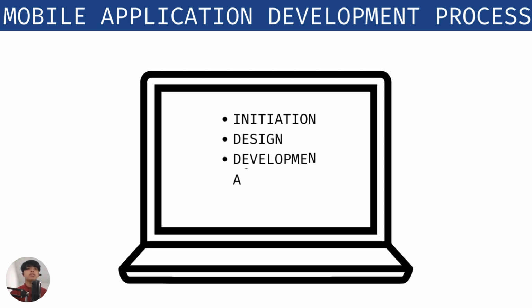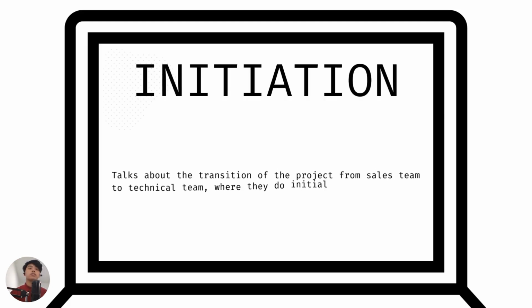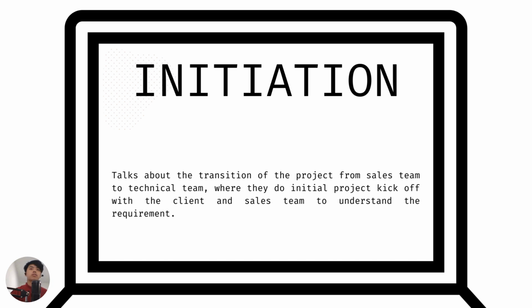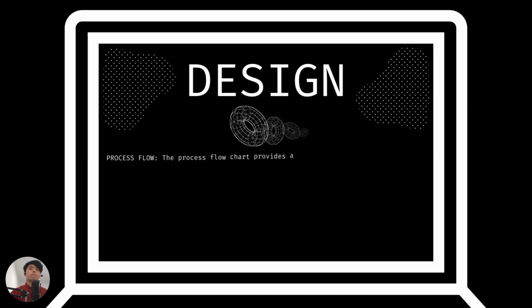So let's proceed to the mobile application development process. The mobile application development process has five stages: initiation, design, development, acceptance, and support. Now let's talk about these. The first one is initiation. It talks about the transition of the project from the sales team to the technical team, where they do the initial project kickoff.